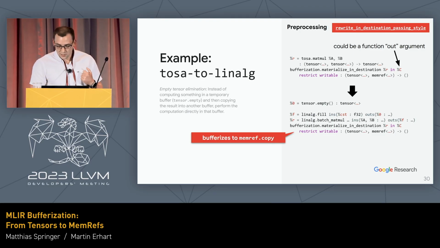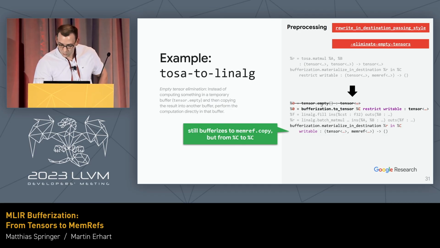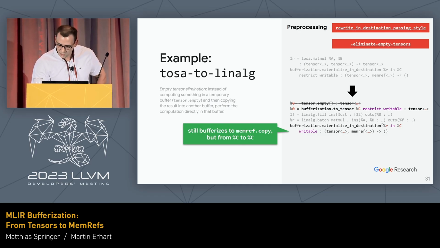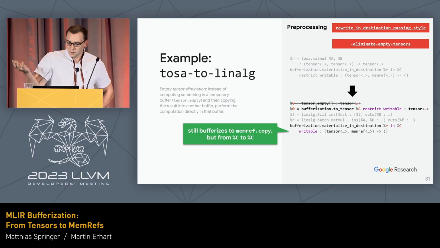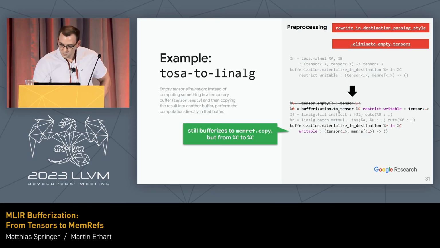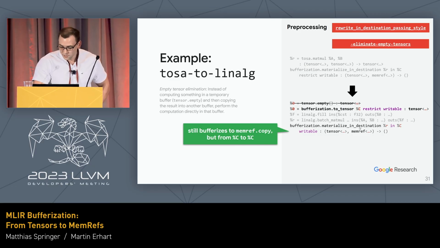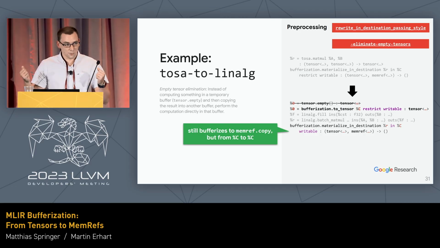And that's what empty tensor elimination does. So it literally eliminates the tensor.empty. It looks for this materialize in destination, traces it back, and sees that the thing I'm inserting is originating from a tensor empty, and then it replaces it with the corresponding destination, in this case, the bufferization to tensor. And the bufferization materialize in destination here will still bufferize to a memref copy, but it will copy from %c to %c, and then it will fold away.